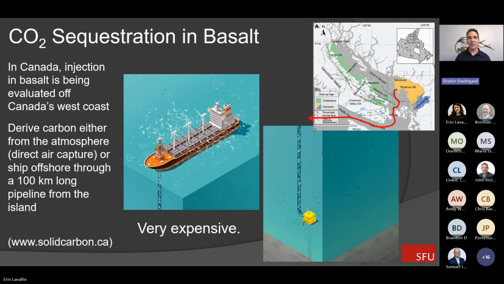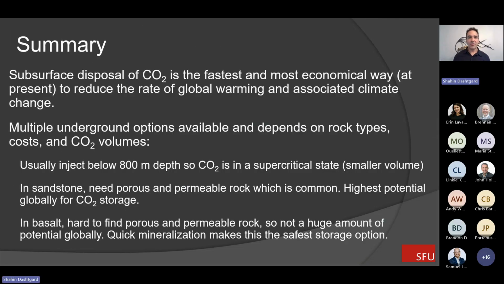So really, capturing industrial carbon and sequestering that into sandstone reservoirs is the most promising, especially in the Canadian context, and it's being looked at in a number of places across the country. Just to summarize all of that, we're looking at subsurface disposal being the fastest and most economical way for getting rid of CO2, especially abiogenic or industrial source CO2.